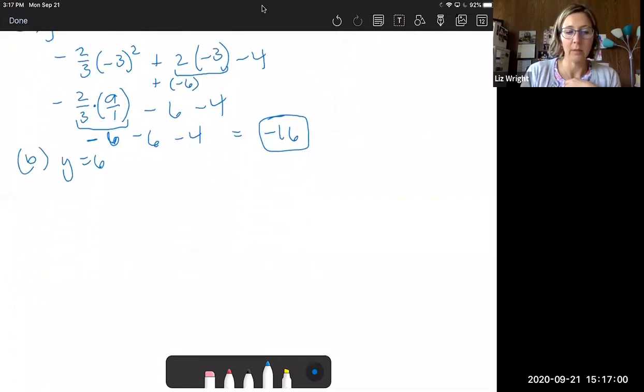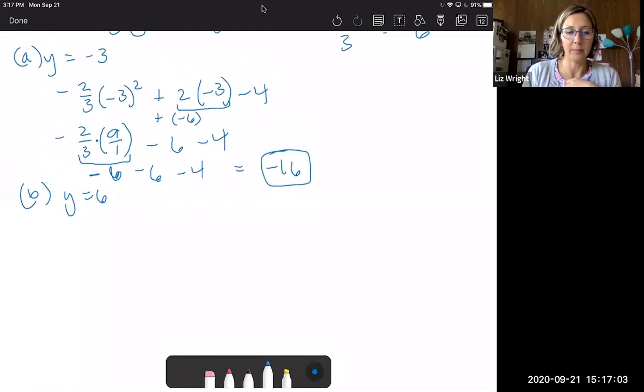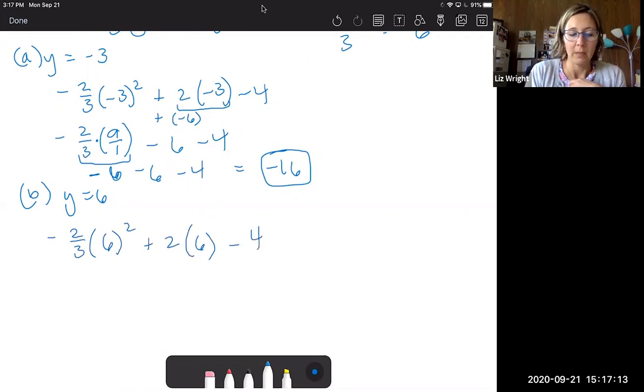Okay. So let's try the next one. So the next one is we've got -2/3 times 6 squared plus 2 times 6 minus 4. So here we're going to do -2/3. 6 times 6 is 36 all over 1. Plus 12 minus 4. So I'm going to do a little reducing. This is going to be a 1. This is going to be a 12. And now I've got -2.